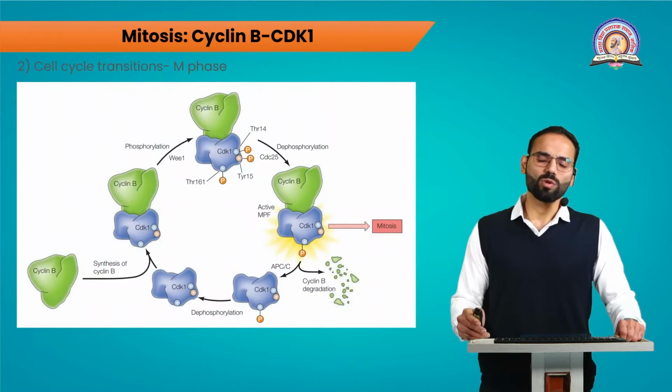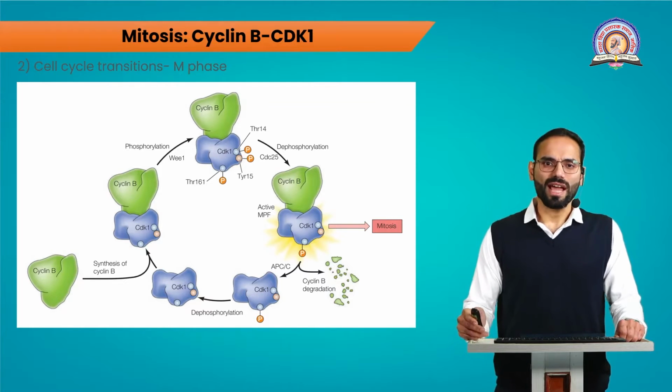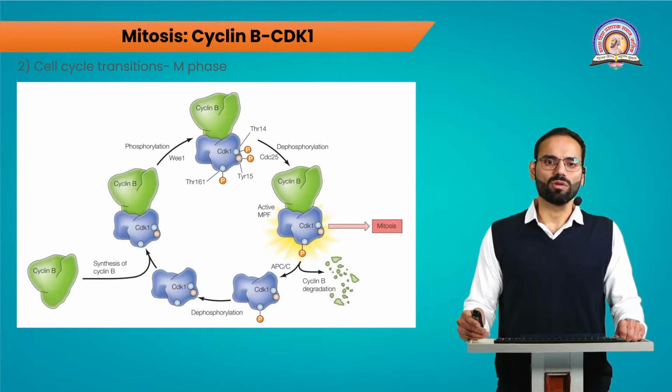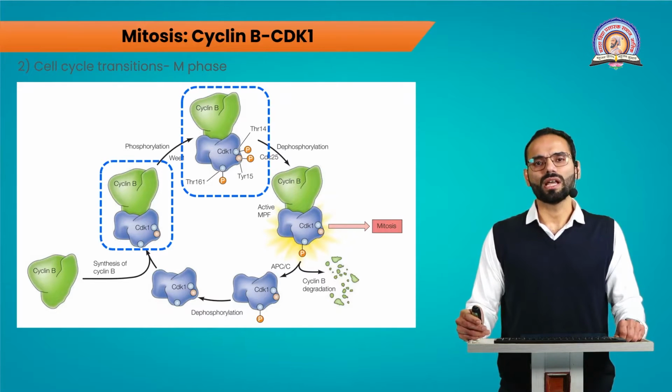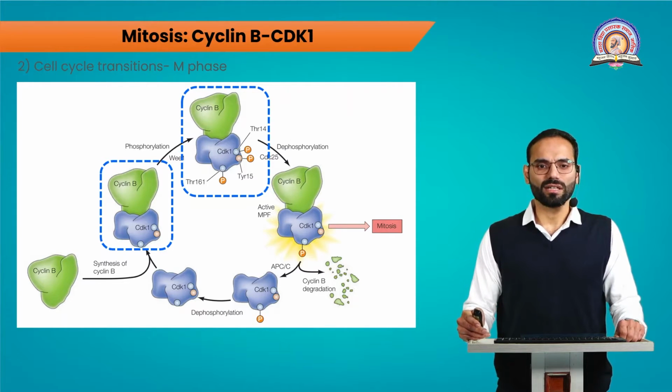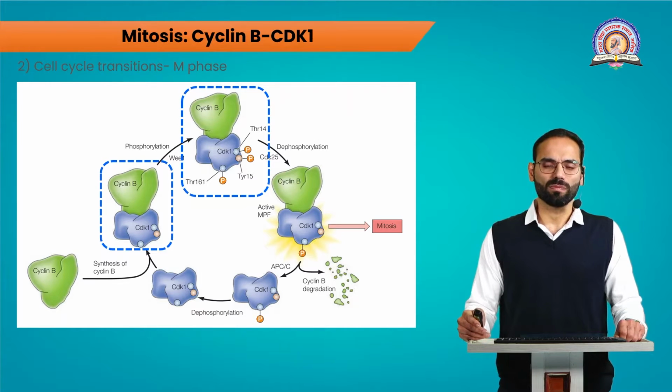The first and foremost thing which happens during mitosis is activation of the mitotic cyclin CDK complex, and this is cyclin B and CDK1. But before mitosis, this cyclin B and CDK1 are kept inactive with the help of the kinase which we call Wee1 kinase. The Wee1 kinase phosphorylates CDK1 at the inhibitory residues, that is threonine 14 and tyrosine 15. So the phosphorylation at these residues results in the inactivation of the cyclin B and CDK1 complex.